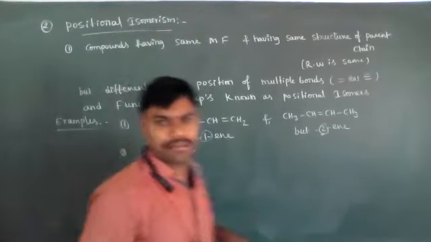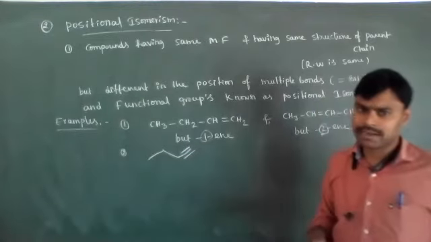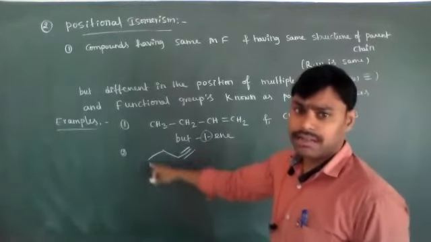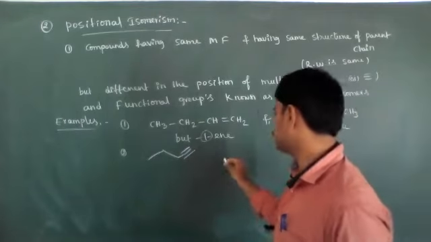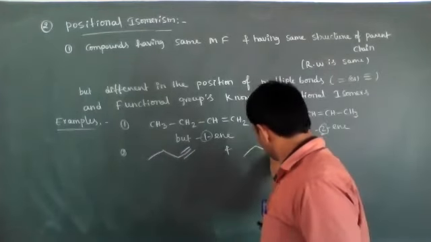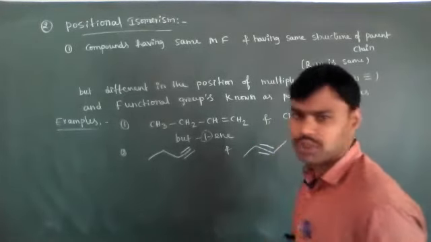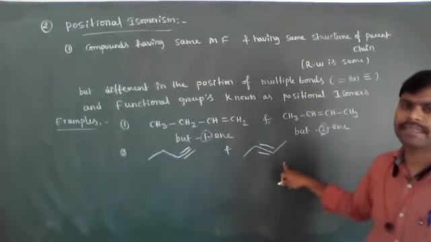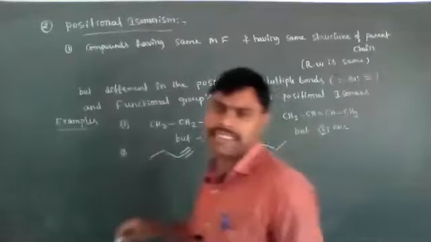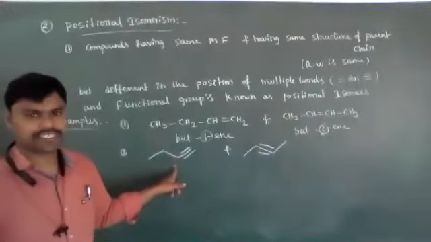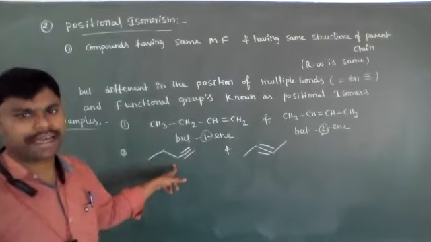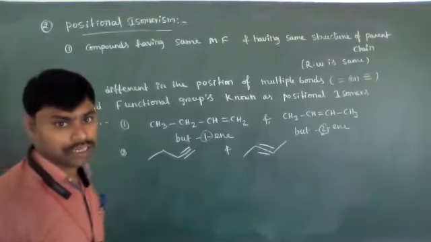For example, but-1-yne, the triple bond is present at the first carbon. The parent chain has 4 carbon atoms. This is but-2-yne. See, I am writing the bond line representation for understanding purposes, and this representation we can write very easily also. But-1-yne and but-2-yne are positional isomers.